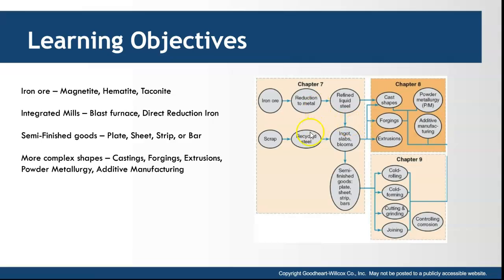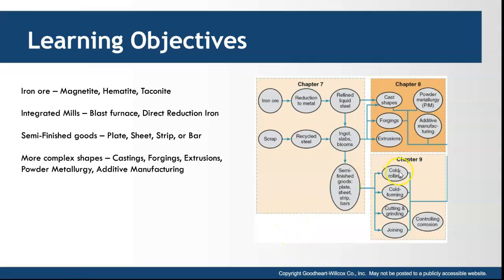Now, let me back up just a second. In chapter 7, of course, the ability to get semi-finished goods such as plate, sheet, strip, and bar stock. Chapter 8 was other forms that we can get material in, in terms of our castings, forgings, extruded materials, and powder metallurgy type of materials. And then, of course, there was a discussion about additive manufacturing, both on the metals side as well as in plastics. And then, of course, now we're into chapter 9.